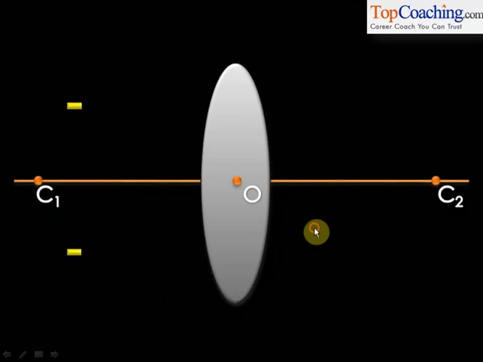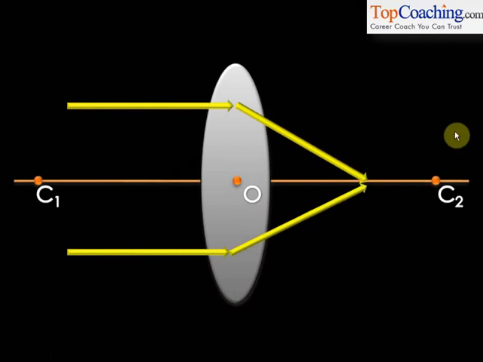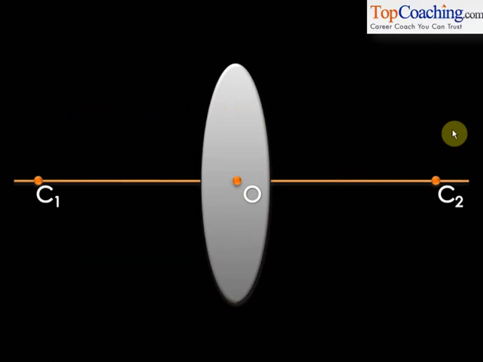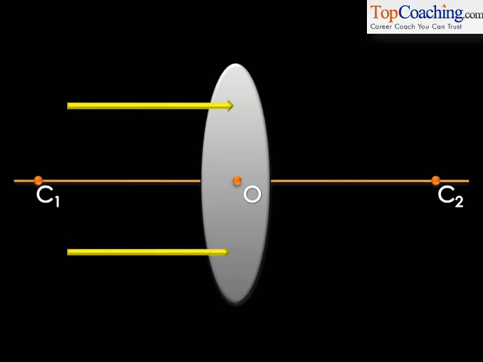There is another important point related to a lens. It has been found that when rays parallel to the principal axis strike a convex lens, in that case, all these rays which are parallel to the principal axis meet on the right side of the lens at one single point on the principal axis.